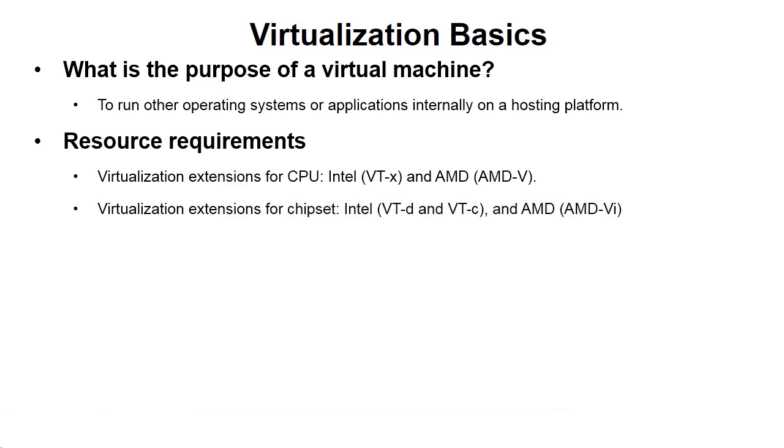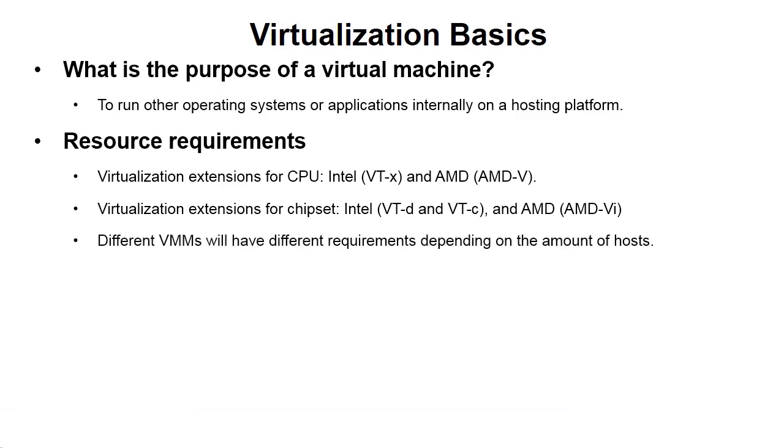Also, you have virtualization extensions for the chipset. For Intel, that's VT-d and VT-c. VT-d is for input-output memory management, and VT-c is for network virtualization. And on the AMD side, for the chipset, you have the AMD-Vi extension. So you want to make sure that those are enabled in the firmware.